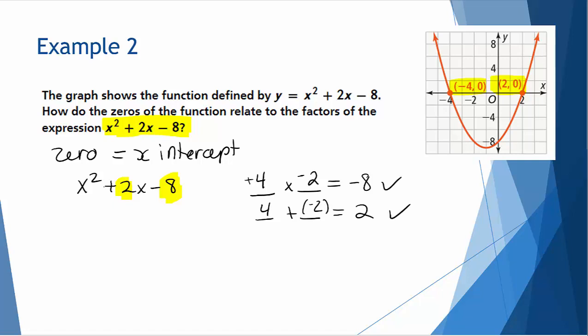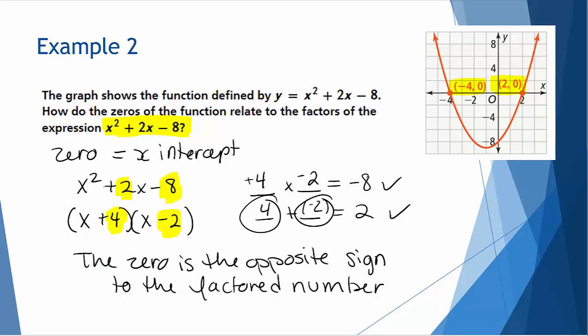That works. So when we factor this, we get x plus 4, that's our first term, and then x minus 2, that's our second one. So now let's look at the zeros. So the zeros are -4, and we have a +4. And we also have a zero of 2, and then we have a -2.